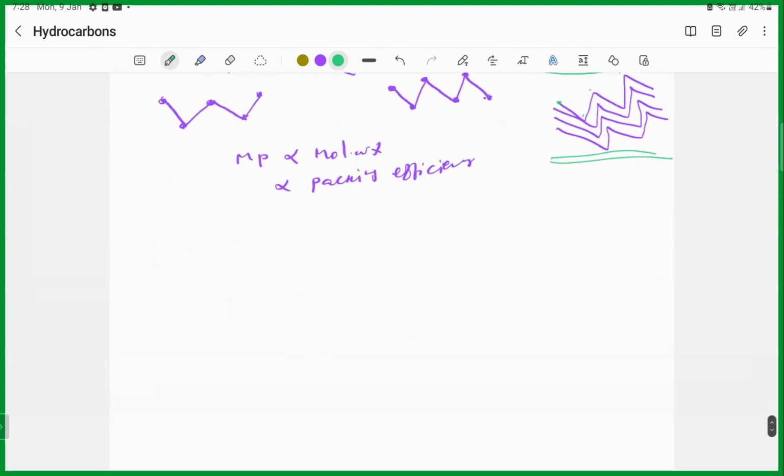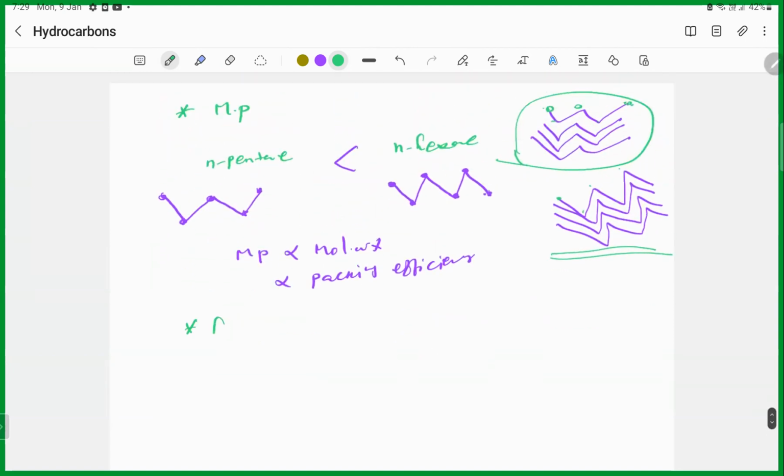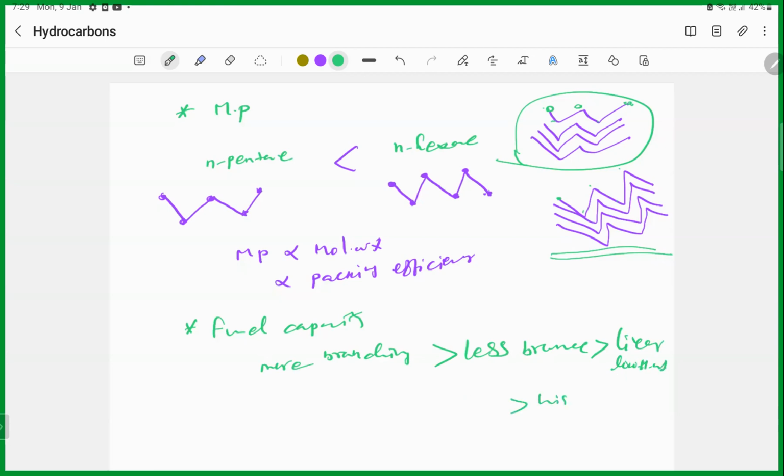And then if you are going for fuel capacity, the decreasing order of fuel capacity is: more branching has more capacity than less branching, then linear, then low molecular weight, and then higher molecular weight. So this is the order.